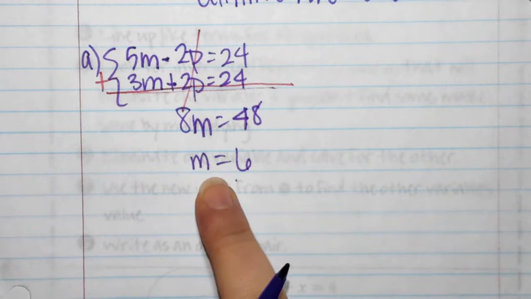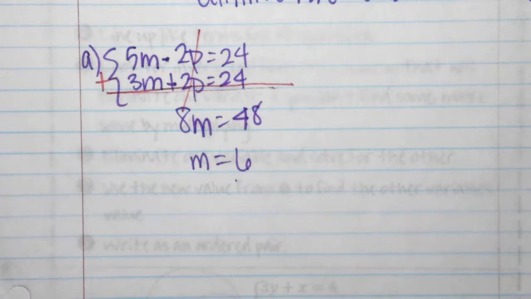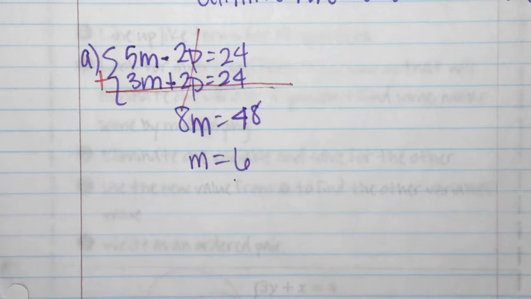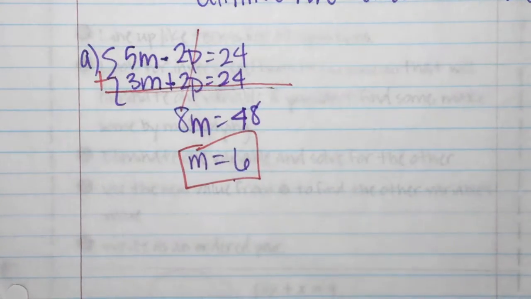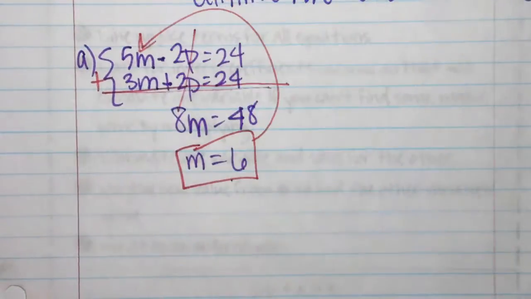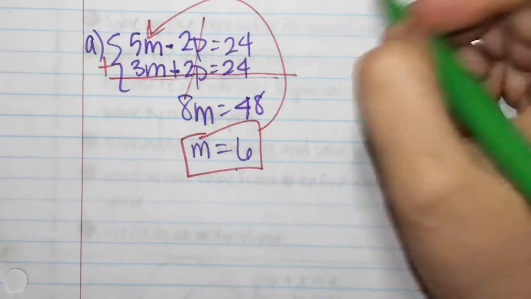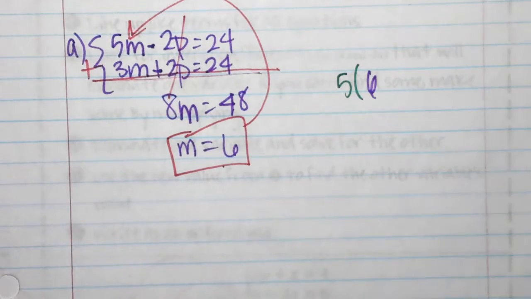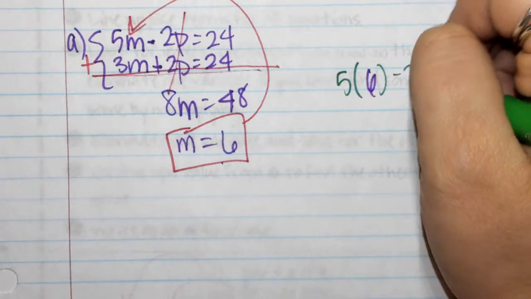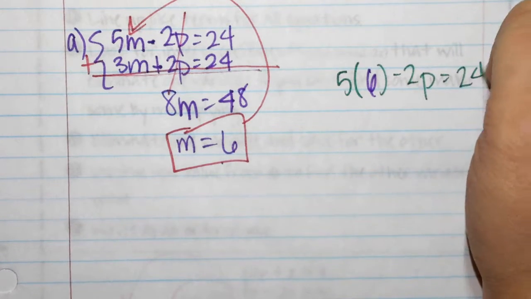Alright, now, we have found M. What else do we need to find? P. And how do we find P? Plug it in. Are we going to plug it into the top or bottom? Either, it doesn't matter, but it's always good to just do one every single time. So we have 5 times what? 6. Awesome. Minus 2p equals 30.